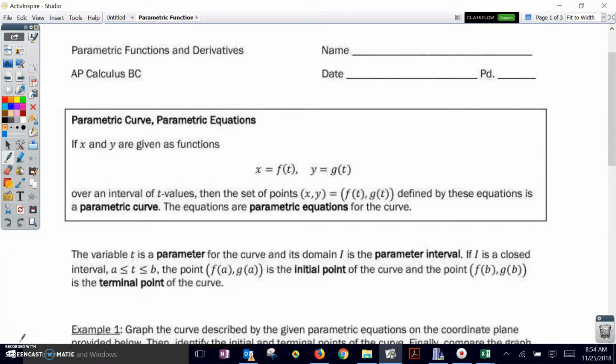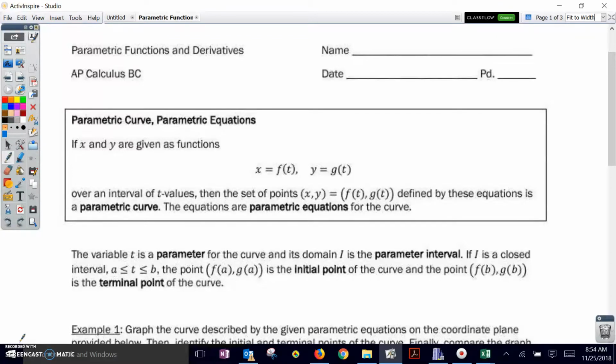Alright, welcome back everybody. In this video we're going to introduce the concept of a parametric function, and we'll look at the first couple of examples about parametric functions, and then we'll continue next time and look at how we find derivatives of parametric functions.